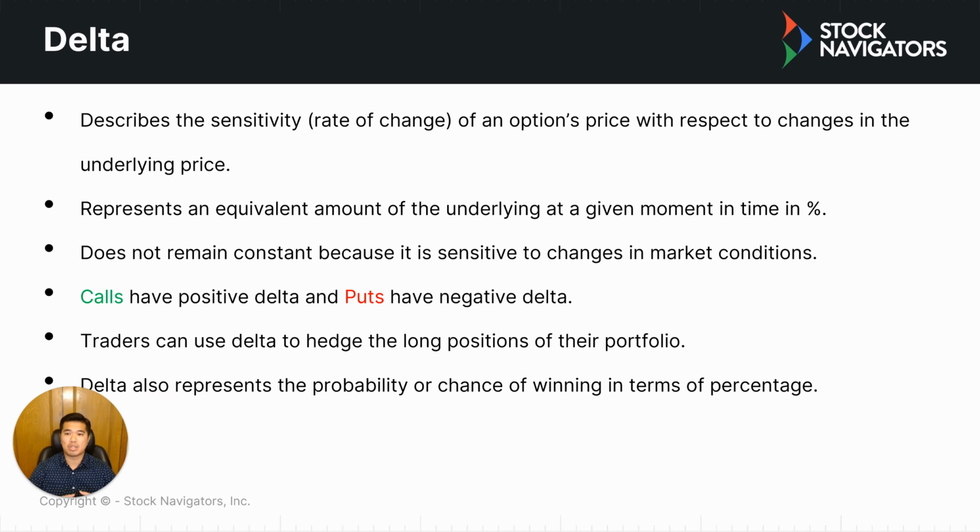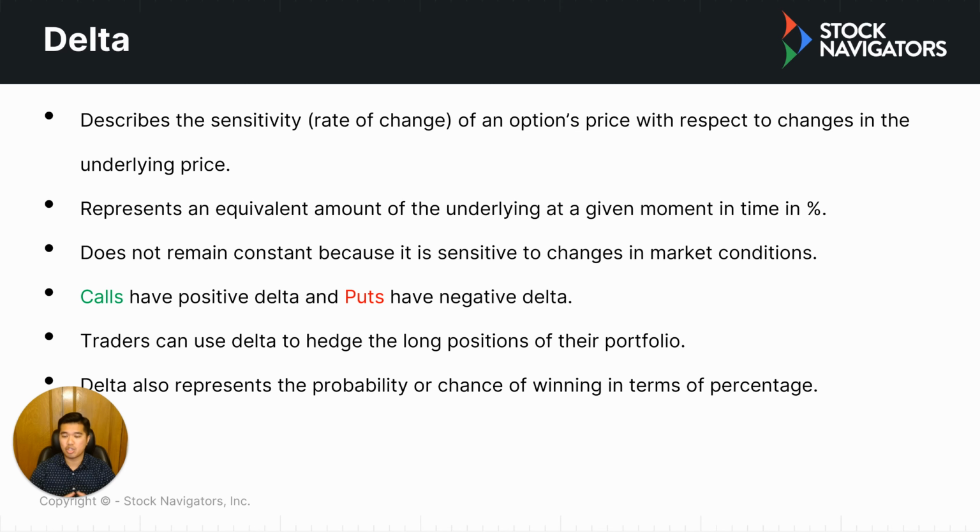The delta describes the sensitivity or the rate of change of an option's price with respect to the change in the underlying price. The delta represents an equivalent amount of the underlying stock at the given moment in time in percentage. The thing about delta is that it does not remain constant, because as the market changes and the stock price changes, the delta will change as well. So the delta is not a fixed number. It will change with respect to stock price change and the market conditions. The calls will have a positive delta and the puts will have negative delta.